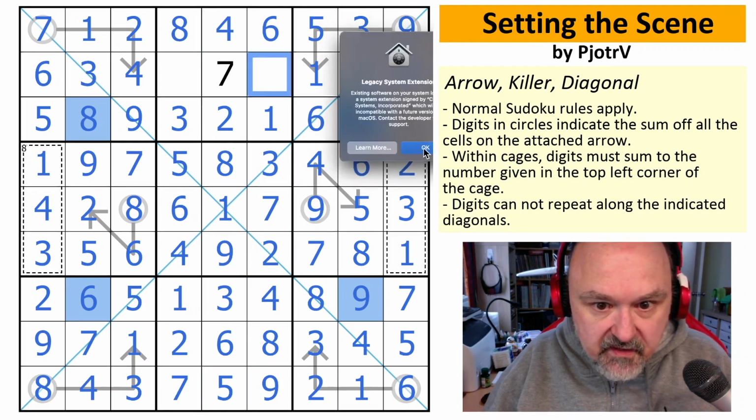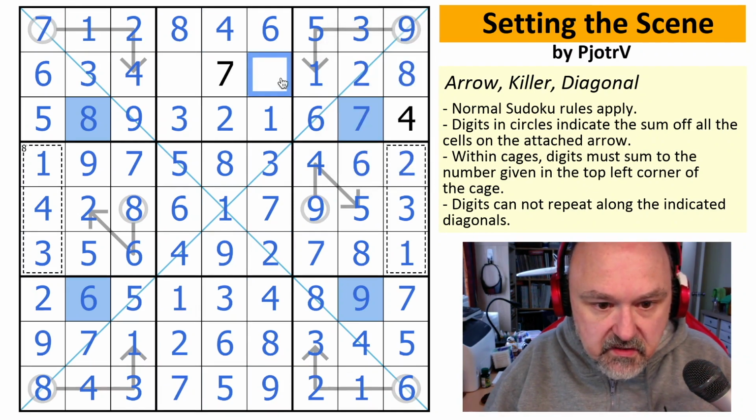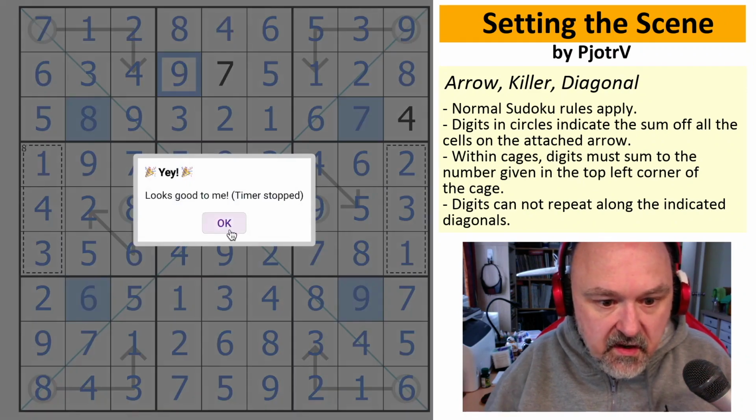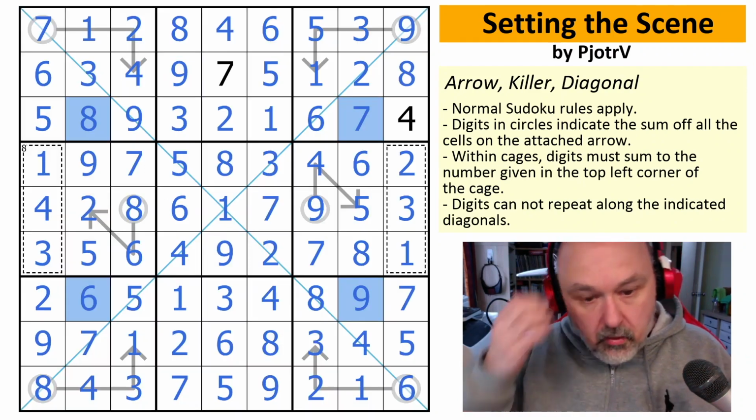So assuming I have made no mistakes, and that was a really horrible pop-up to have happen at this time. That's a 5 and that's a 9 and that looks good. Holy cow, Peter.